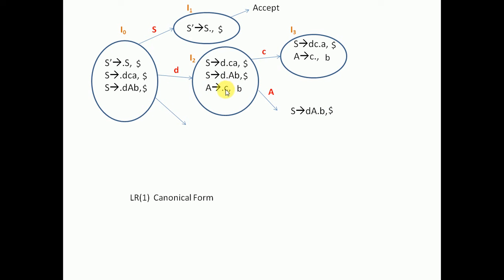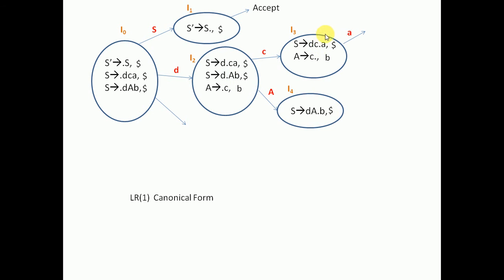For this production, the look ahead is created as b. For this production, the look ahead is created as dollar in the I0 state. For this production, the look ahead is created as b in I2, and in I3 the same look ahead continues until it is reduced. Now this is also one state. Now I think these three are completed. Let us go again to the next one.